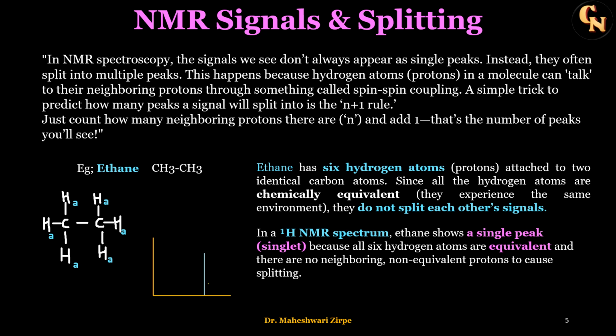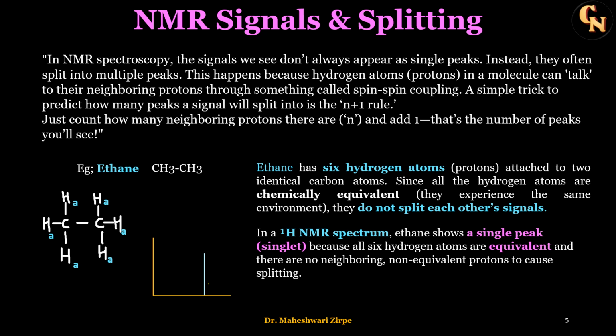In NMR spectroscopy, the signals we see don't always appear as a single piece as it is shown here. Instead, they often split up into multiple peaks. So even though here we can see only one single peak, they may have multiple peaks if you go for high resolution. This happens because a hydrogen atom or a proton in a molecule can talk to its neighboring protons through some type of spin-spin coupling.